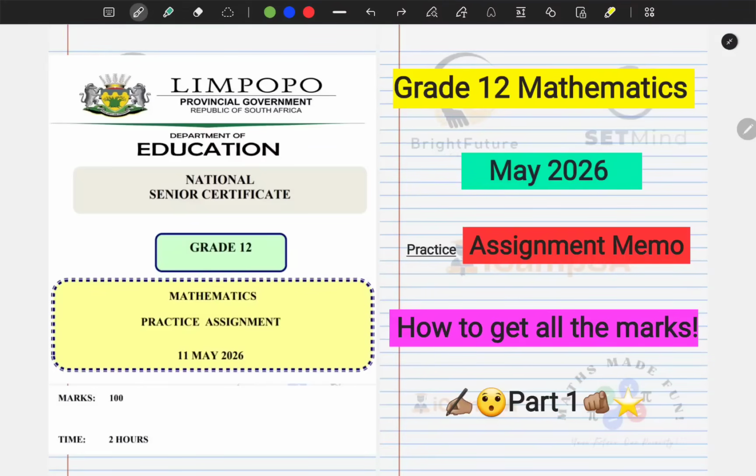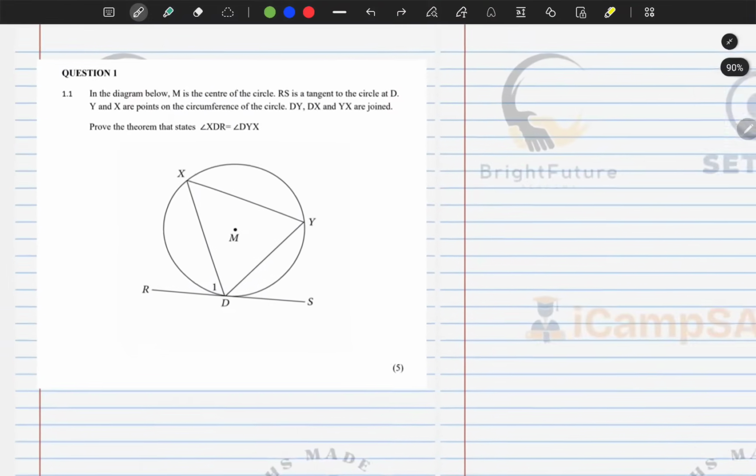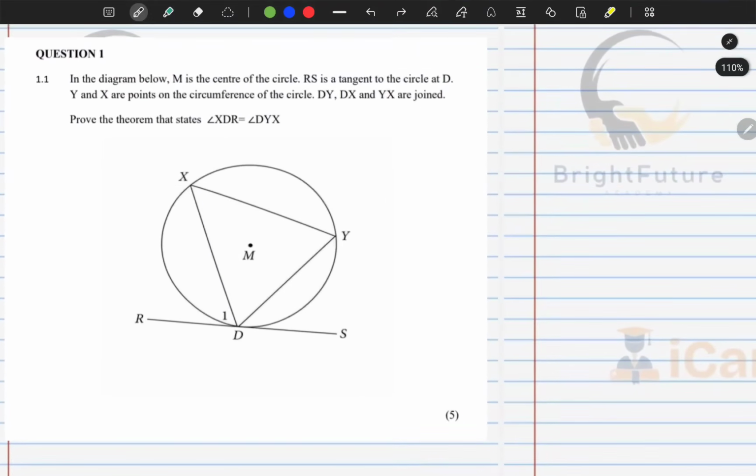So as part of our part 1 edition, let's go ahead and have a look at the questions we are required to solve. The first question reads, in the diagram below, M is the center of the circle, RS is the tangent to the circle at point D, Y and X are points on the circumference of the circle, DY, DX, and YX are joined. We are required to prove that angle DR, which is this, will be equal to XYD, which is that.